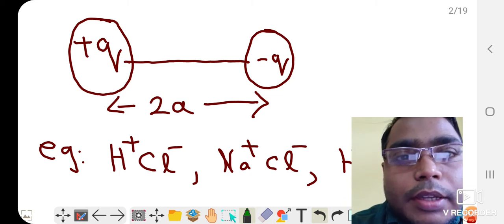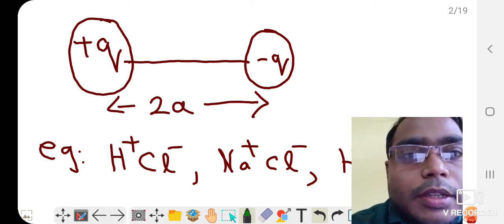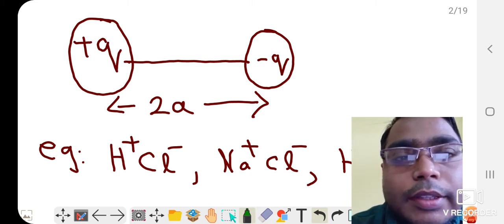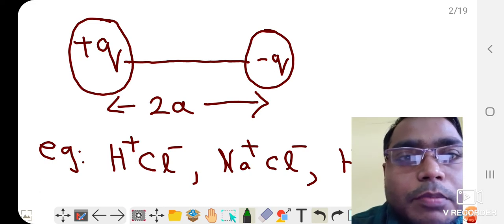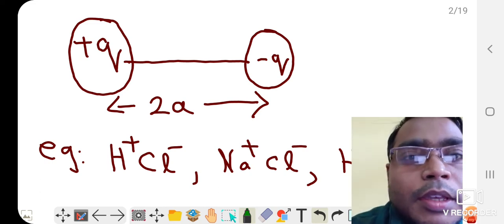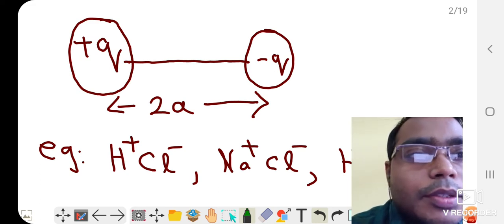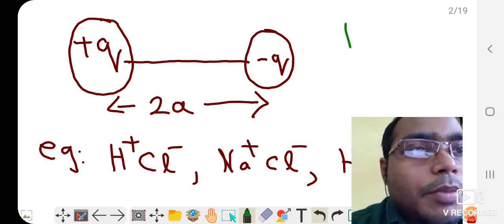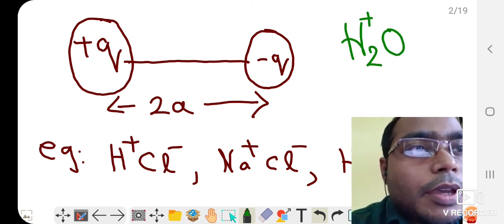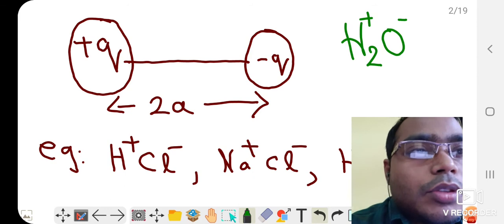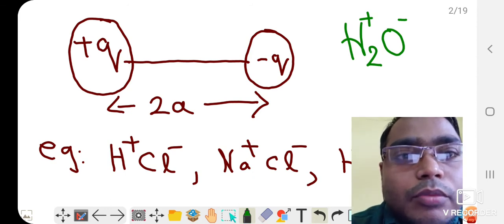Now what is the practical example of a dipole? Practically we can see a dipole like HCl. Here we have H plus and Cl minus. Again we have NaCl, that is Na plus Cl minus, and also we have H2O, right? Here you can see H is positive and O is negative. So these are the practical dipoles that we have.